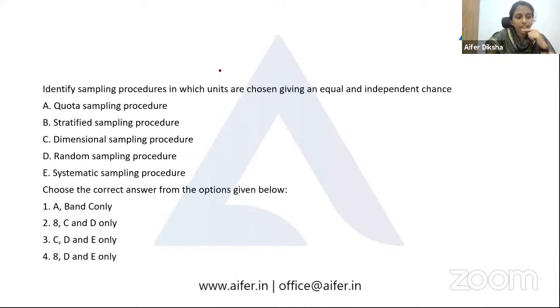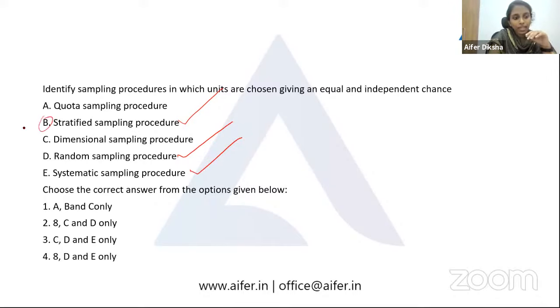So here is the next question and the last question. Please answer it quickly. Identify sampling procedures in which units are chosen, giving an equal and independent chance. See, equal and independent chance, we know that it is probability sampling, which will be included. Definitely, there will be stratified sampling, there will be random sampling procedure, and there will be systematic sampling.